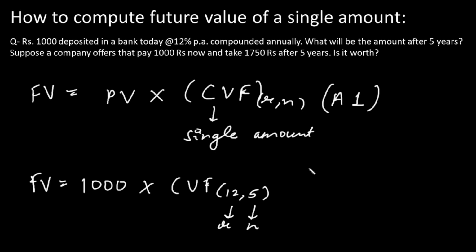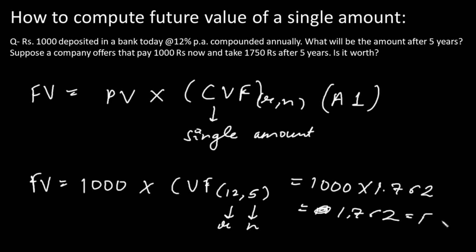Now coming back to the question, this value would be 1000 into 1.762, as we looked in the table. This will become 1762, which is our future value. Don't you think this was easier than how we do it in maths?